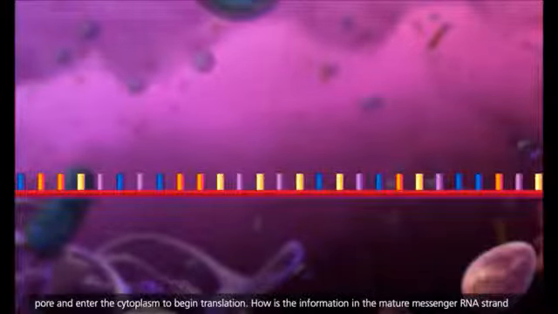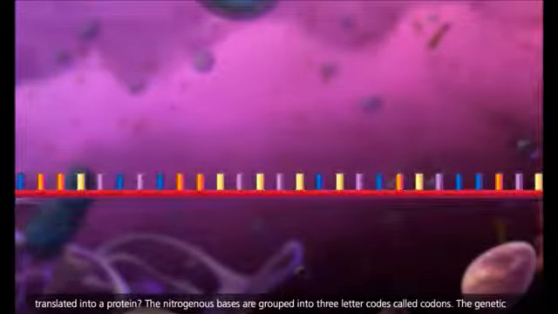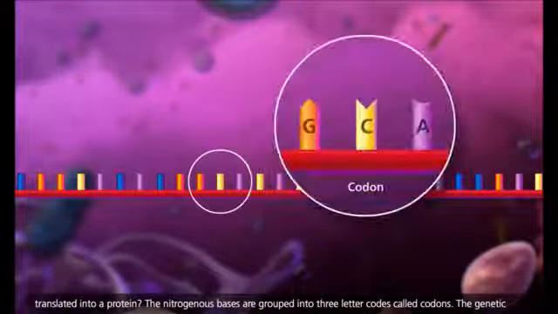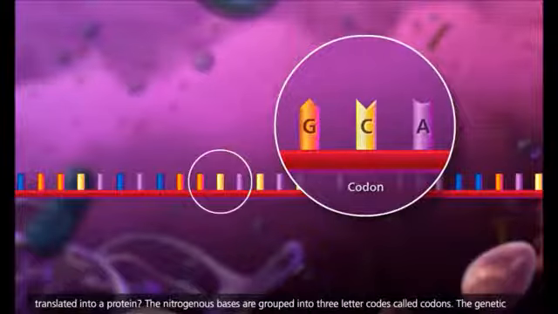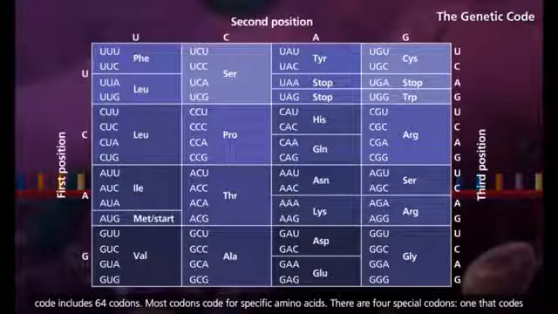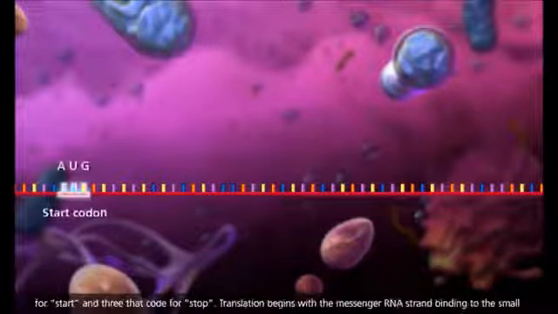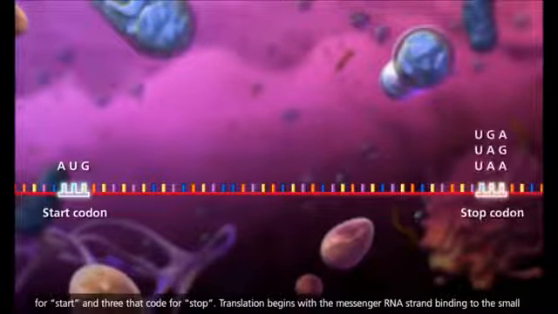How is the information in the mature messenger RNA strand translated into a protein? The nitrogenous bases are grouped into 3 letter codes called codons. The genetic code includes 64 codons. Most codons code for specific amino acids. There are 4 special codons, 1 that codes for start and 3 that code for stop.